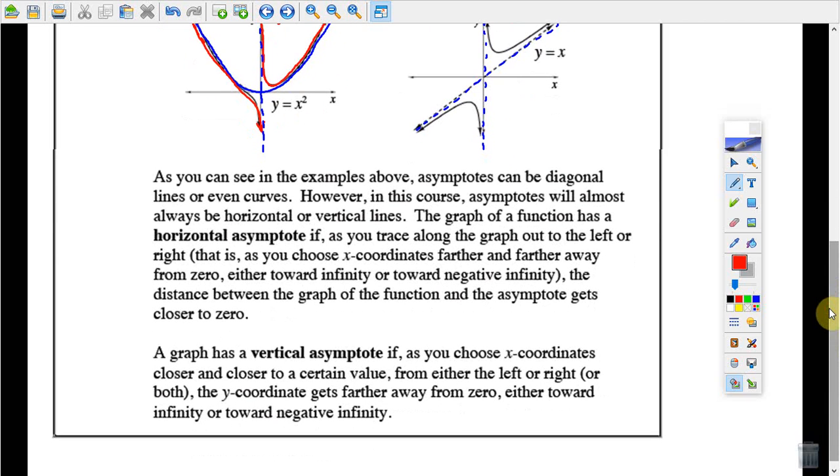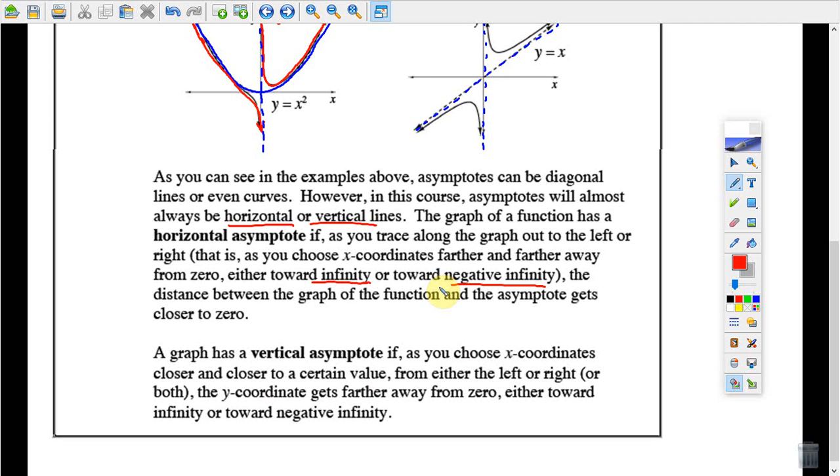So as you can see in the examples above, the asymptotes can be diagonal lines or even curves. However, in this course, asymptotes will almost always be horizontal and vertical lines. The graph of a function has a horizontal asymptote as you trace along the graph out to the left or right. That is, as you choose an x or y coordinates further and further away from the 0, either towards infinity or negative infinity, the distance between the graph of the function and the asymptote gets closer to 0, so they get closer to that asymptote.